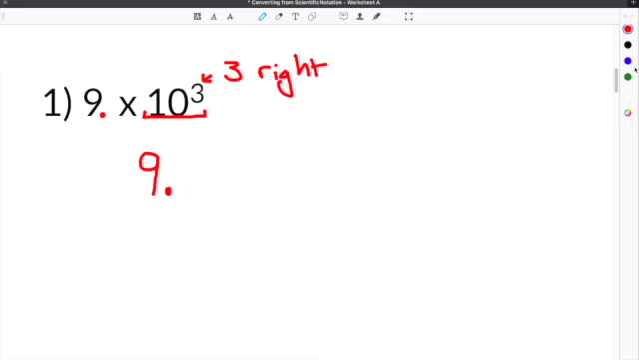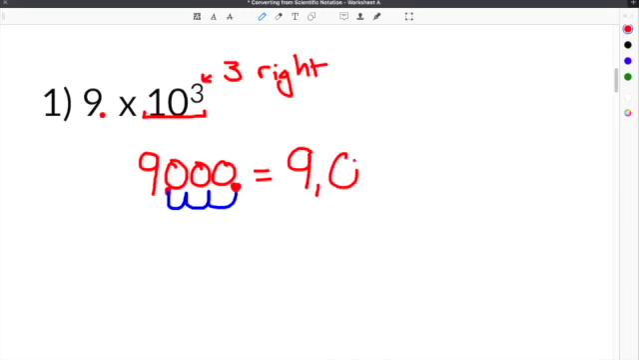So we will take our decimal place here. We will move it 1, 2, 3 times to the right, and we will add our new decimal. Everywhere there is an empty space, we're going to add a 0 for the placeholder. So to simplify, 9 times 10 to the third would be 9,000 in standard form. So our answer is 9,000.